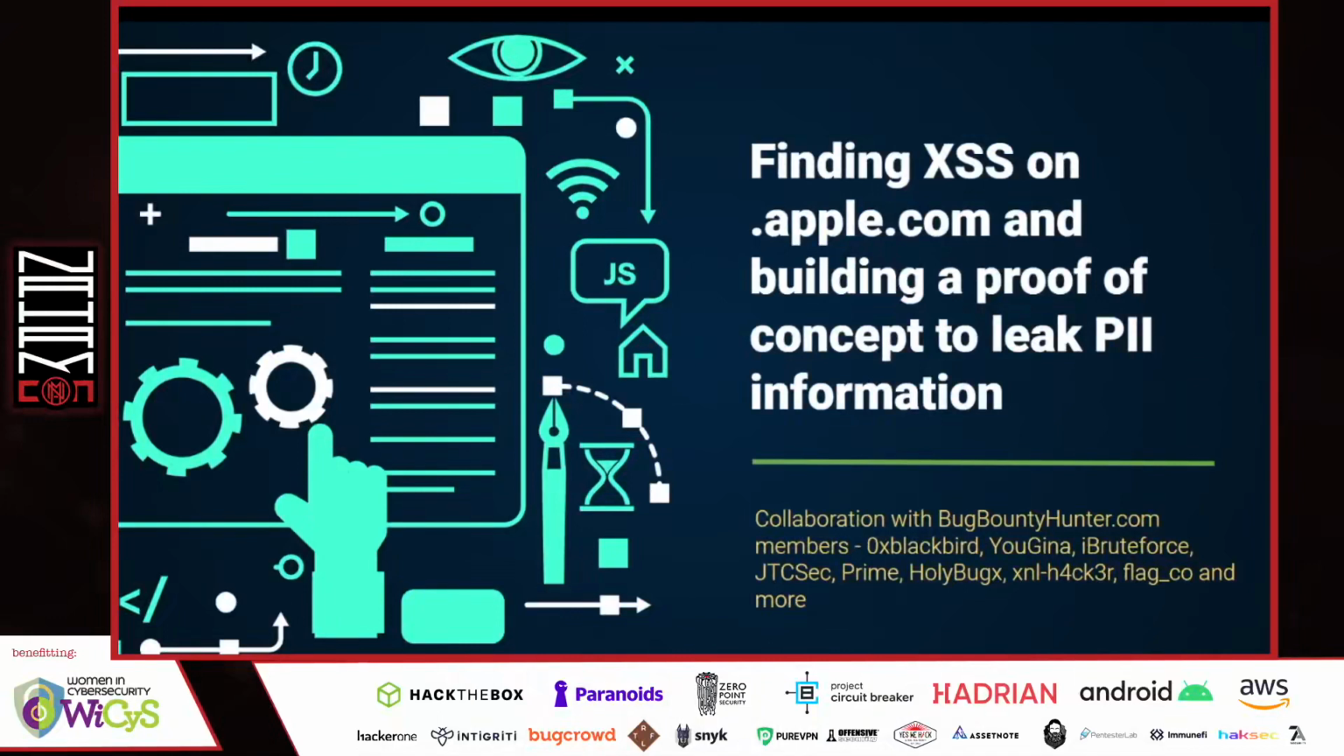Now, this finding was a collaboration with Bug Bounty Hunter members, as part of a perk for finding a certain amount of bugs on Bugcrowd. To mention some: 0xBlackbird, Eugenia, iBrute Force, JTC Sec, G Prime, Holy Bug, XNL Hacker, Flagco, and more. We all got together and chose a bug bounty program to hack on, and our target was apple.com. Our goal was to literally just try to find a valid vulnerability.